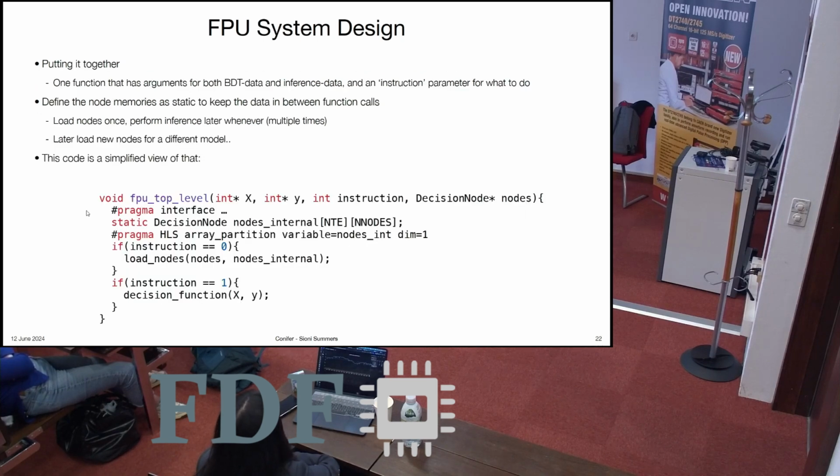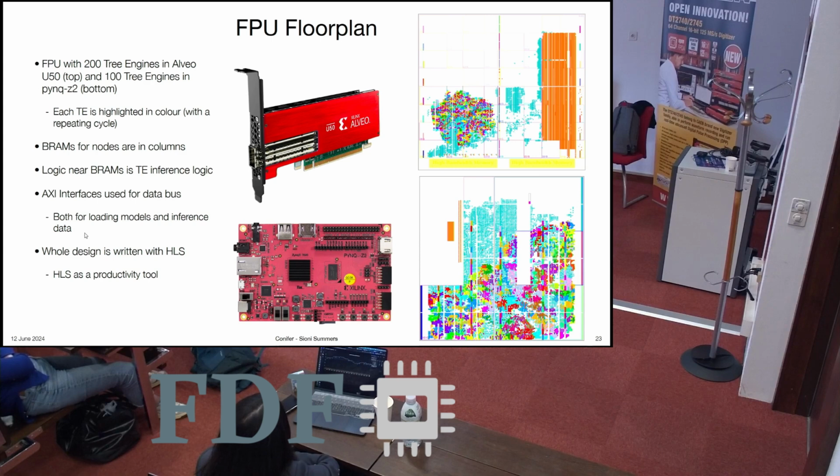And then I won't talk about this, but basically it makes use of having some static arrays for the nodes, and that's basically all that was needed to achieve the reusability part. And this is how it looks in some floor plans, just to say that it works. For some Alveo cards, we could fit 200 of these tree engines, and in a PYNQ-Z2 we could fit 100, where it's also a bit easier to see the use of the block RAMs in the columns for all of the tree engine memories, and then the logic that sits nearby to do the actual inference.